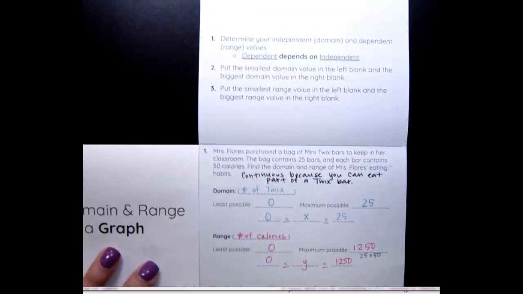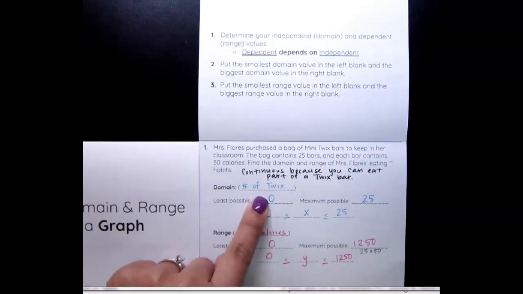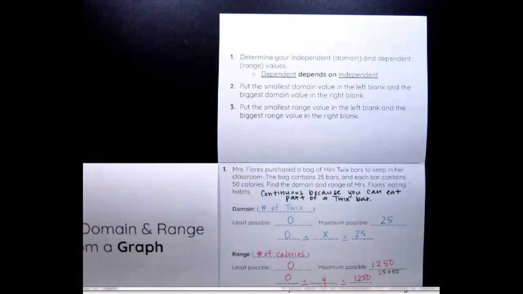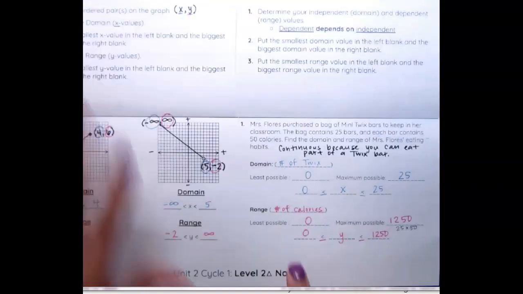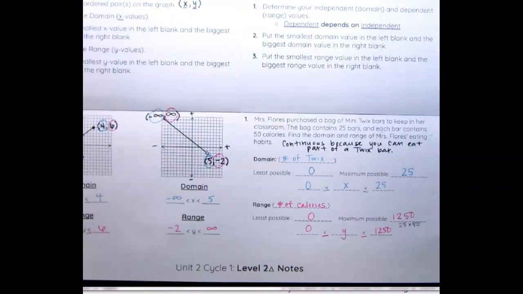So you need to determine your independent and dependent. Find the smallest possible number and the biggest possible number. It is similar to what you do on the graph. The smallest number always goes on the left. The biggest number always goes on the right.